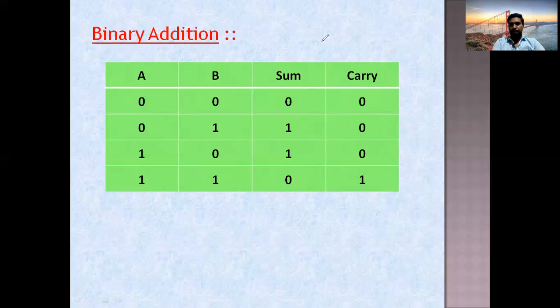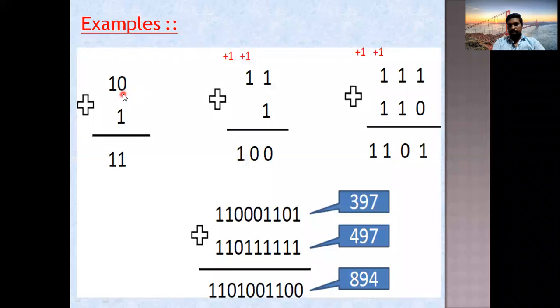Next, see the examples. This is not 10, it is 1 0. 1 0 plus 1. So 0 plus 1 is 1. And here no bit is there, means I have to take that 1 here. So we'll get 1 1 as the answer. Don't think like 10 plus 1 is 11. Okay, this is 1 0 plus 1 is equal to 1 1.